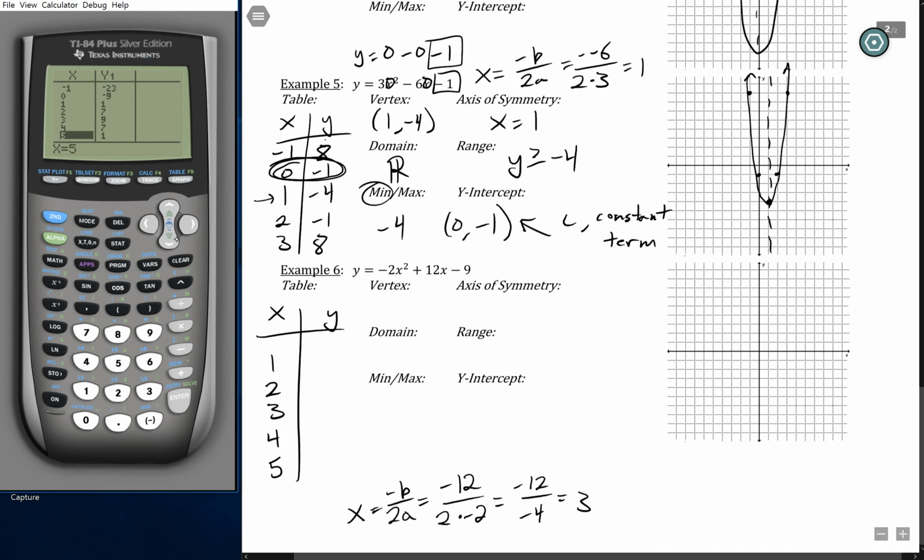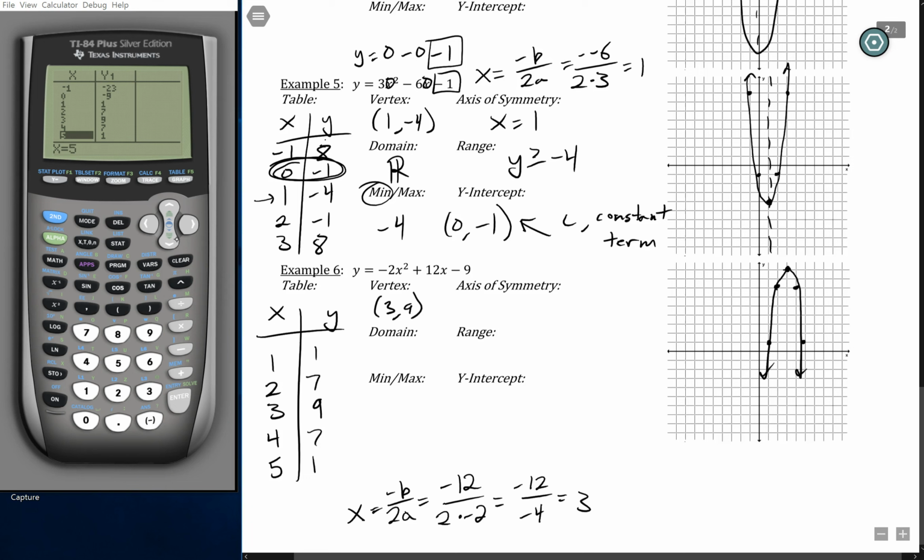All right, 3 matches with 9. 2 and 4 are both 7. See, there's where the mirroring is. 1 is 1, as is 5. So I do have my mirroring. Looks like my vertex is 3, 9. Let's plot these points. It looks like this one is going to be a downward-facing parabola. I think I graphed that wrong. Downward-facing parabola, and we'll talk about how we can tell that in just a second.